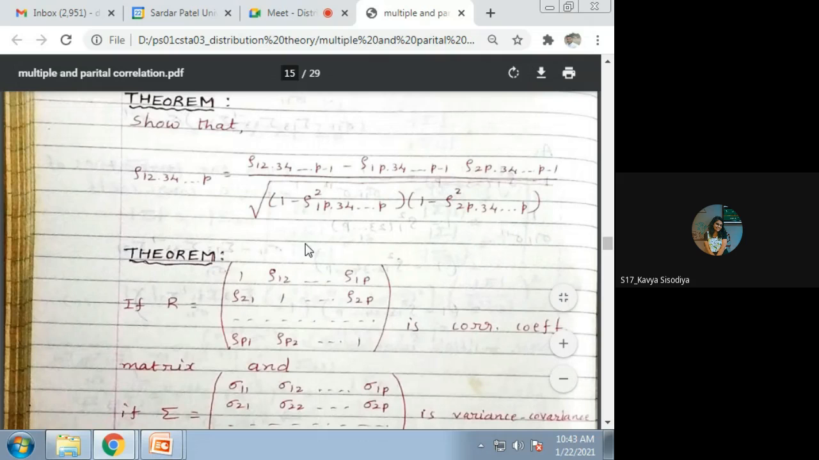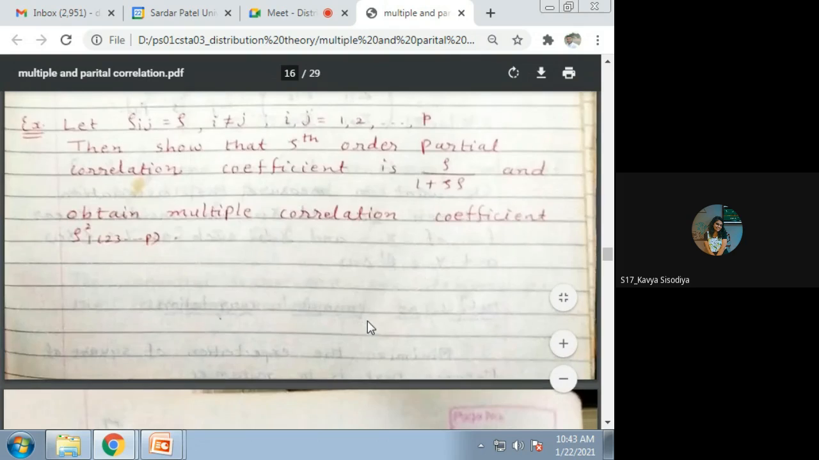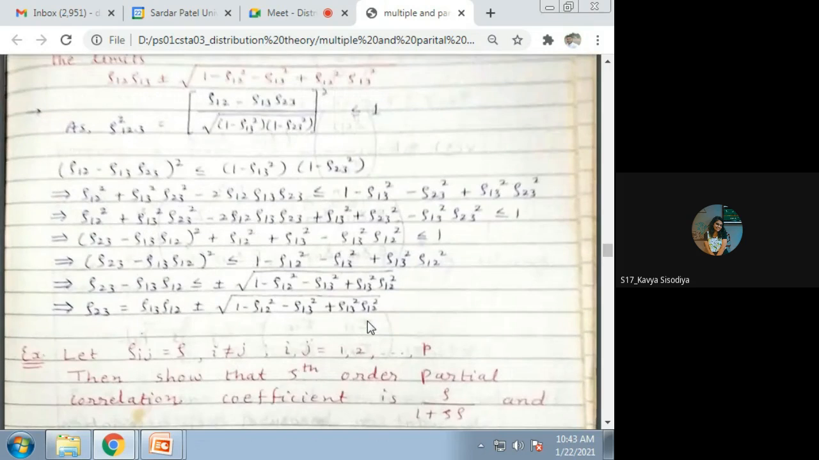This formula is given here. When you substitute p equal to 3, you will get rho 1.23 square is equal to this quantity square, and of course the multiple correlation coefficient lies between 0 and 1, so it is less than or equal to 1, but I will show you while doing this theorem.